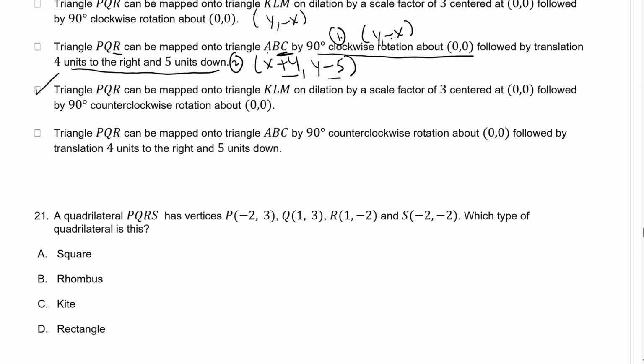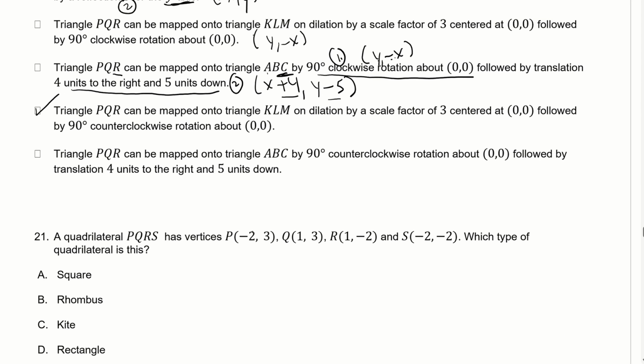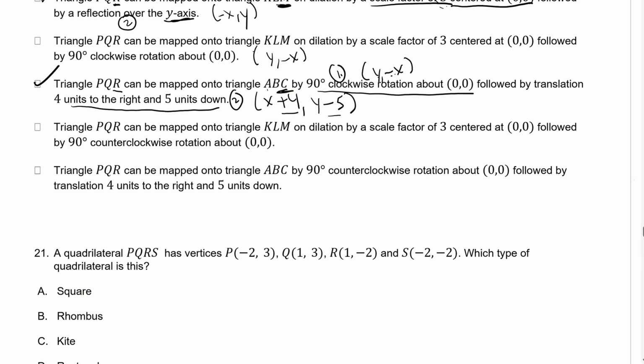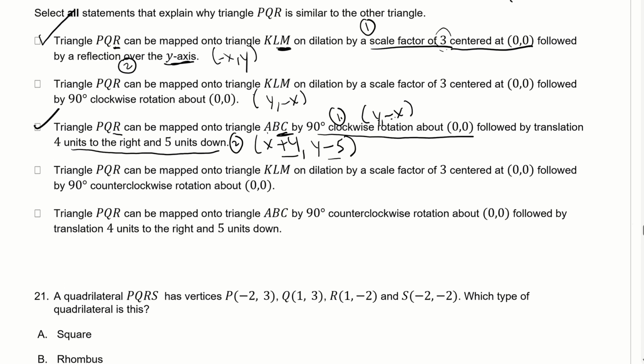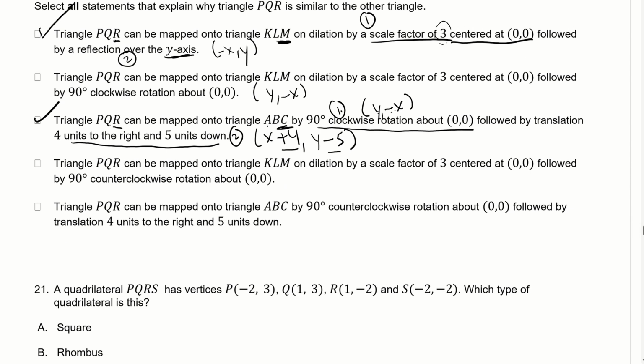Then let's look at the next one. It says PQR can be mapped onto, oh wait, I just did, not that one, I'm sorry. I just did this one. So write down the ones that are true. The PQR can be mapped onto KLM on dilation by a scale factor of 3. So PQR onto KLM by a scale factor of 3. That's what we did in here, right? Remember, we did that there.